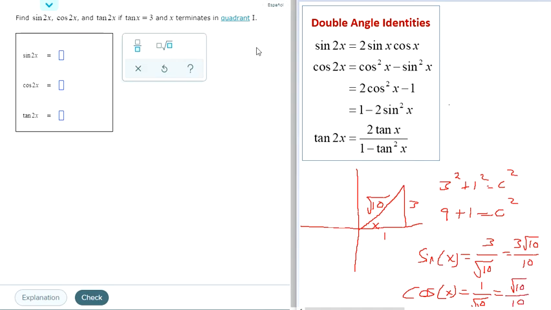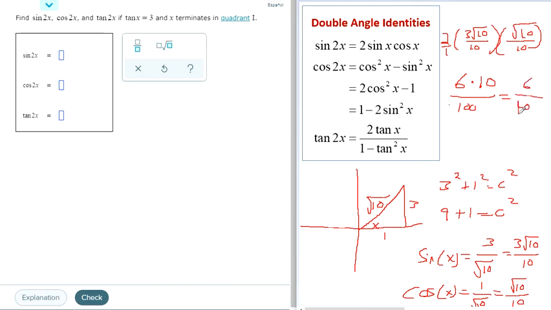Now you have enough information to find out what sine of 2x is. You just have to plug it in, okay? Sine of x, we just found out, was 3 square roots of 10 over 10. And then cosine of x was square root of 10 over 10. So if we multiply straight across the numerators, you got 2 times 3 makes 6. Square root of 10 times square root of 10 makes 10. And then straight across the denominator, we get 100. But if you simplify, that's 60 over 100, which makes 6 over 10, which we can simplify a little bit more. That's 3 over 5 for sine of 2x.